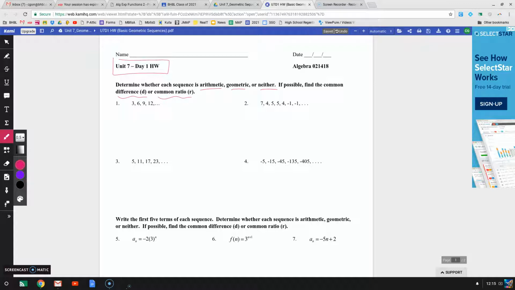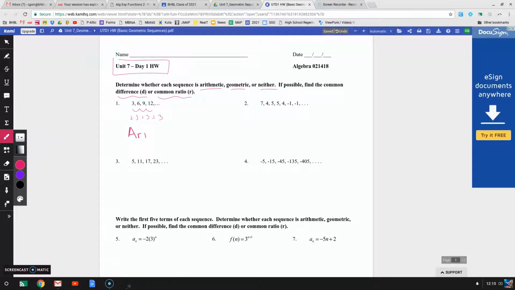So I'm going to take a look at number 1, and I want to try to figure out how am I changing to go from 3 to 6, 6 to 9, 9 to 12. Well, to get from 3 to 6, I'm adding 3. 6 to 9, I'm adding 3. 9 to 12, I'm adding 3. That is what's going to give me an arithmetic sequence. And if it's an arithmetic sequence, my common difference is 3.